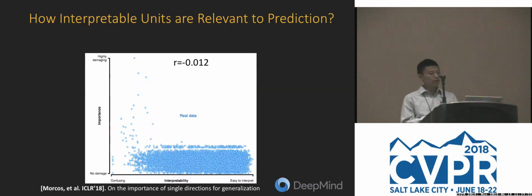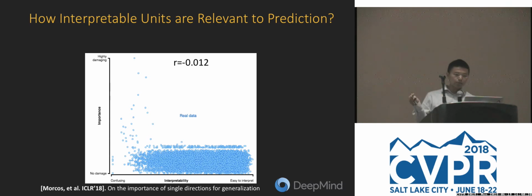So here are their results. Each dot is a unit from a ResNet trained on ImageNet. The horizontal axis is the unit interpretability. They define the interpretability as class selectivity, like how selective the unit is to some classes. They use this as a metric for the unit interpretability. The vertical axis is the importance of that unit. They use the drop in validation loss before and after the unit ablation, the difference in validation loss, as a measure for the unit importance.